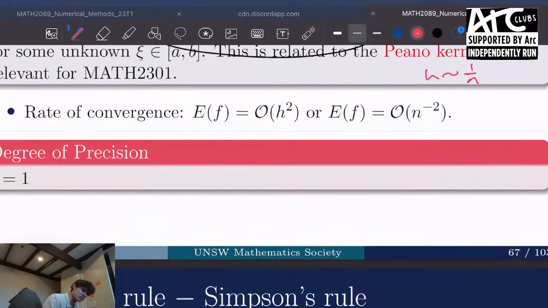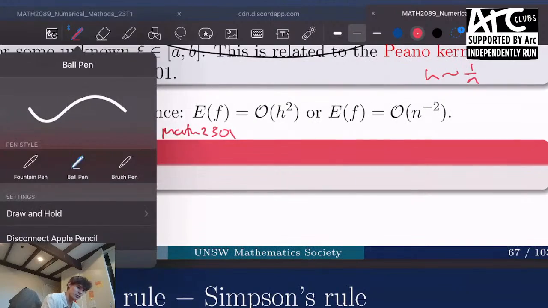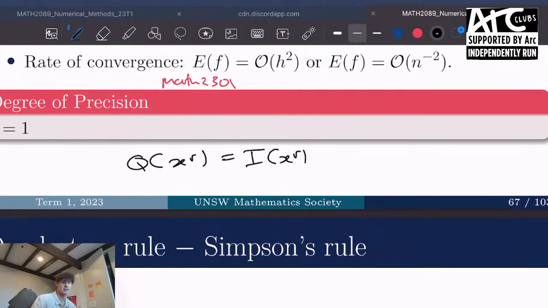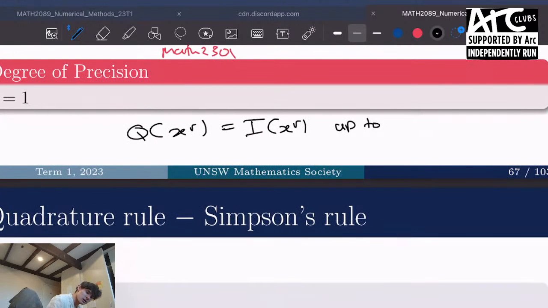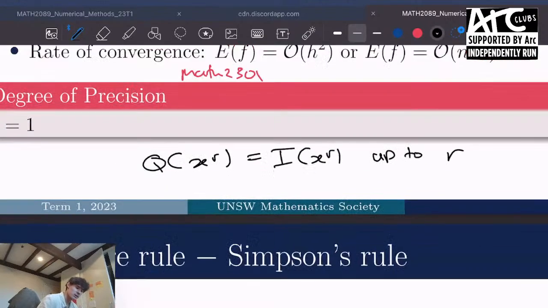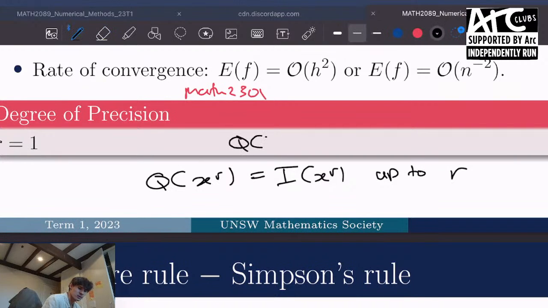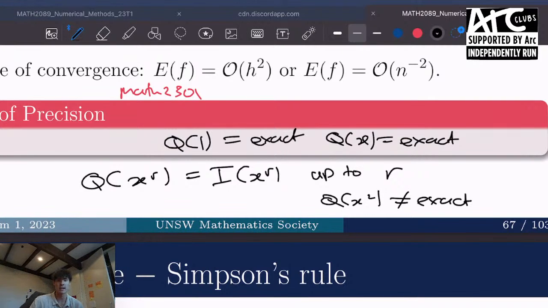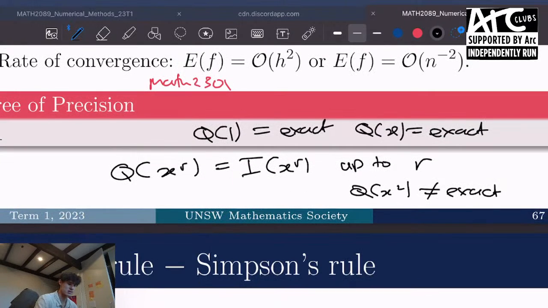Now, in terms of degree of precision, this is in Math2089. I'll just briefly go over what degree of precision means. Degree of precision means that our quadrature rule is exact for polynomials of the form x to the r, up to r. So I'll say that again. What we want is that the quadrature rule is exactly equal to the integral, so we get an exact answer, the error is 0, up to r. For example, with the trapezoidal rule, if I check the constant function 1, what I get is exact. I can check the function x, and I also get something exact. But if I check the function x squared, I no longer get exact. So the highest power of a polynomial that it can exactly model is x. That means its degree of precision is just 1, because that's x to the power 1.